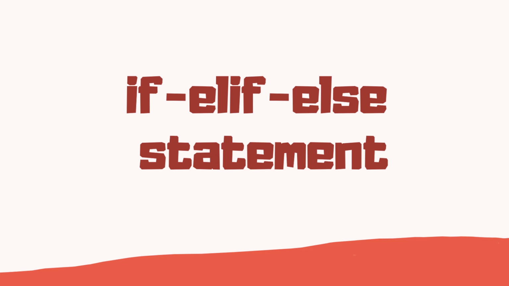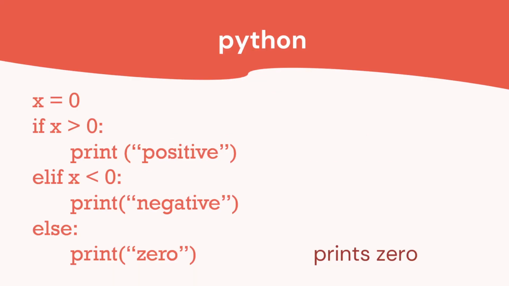If, elif, else statement. Here we've got x has the value 0, and we've got an if statement. If x is greater than 0, we've got an elif, which is kind of a bit like an else and an if put together. So if x is less than 0, print negative. Now we've also got an else part. So here, if x is over 0, it's going to print positive. If it's under 0, it's going to print negative. And if it is 0, it's going to print 0. So you can see it prints 0.